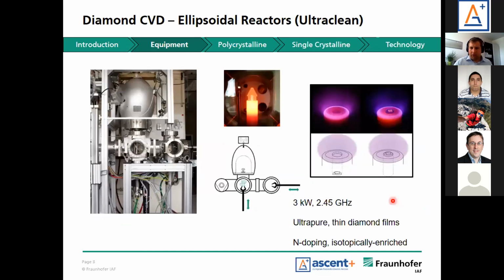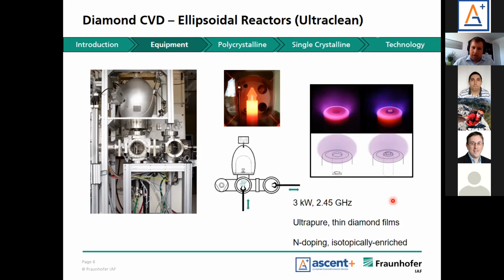And then we have one further reactor. Currently, we're actually building a second one of this type that is for very pure and thin diamond films. Here we can do nitrogen doping and also isotopically enriched growth. And this reactor is constructed in a way that you have a load lock chamber, so you don't need to purge the whole chamber before starting your growth.